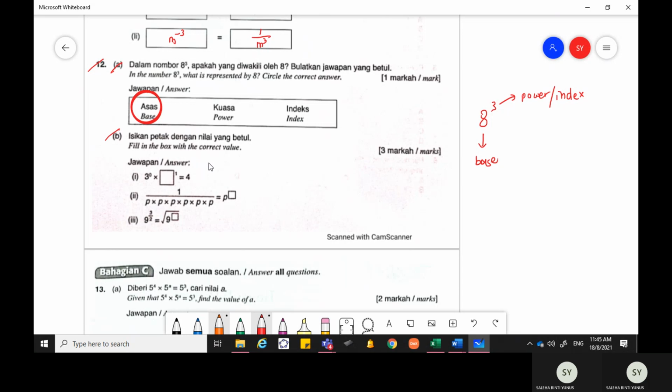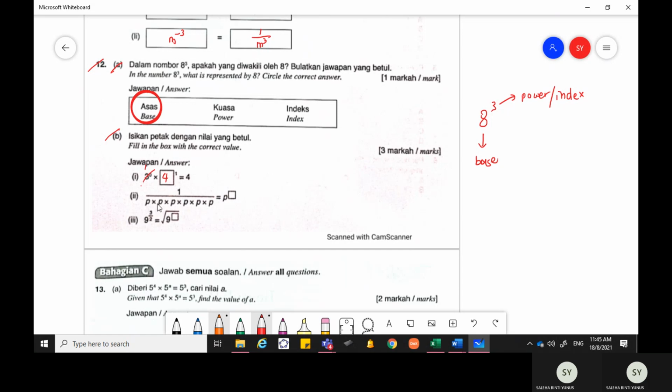Okay, next B. Fill in the box with the correct value. Okay, correct value. Jadi, this one sama ada awak nak just press calculator ataupun boleh buat manually. So, kita ada 3 to the power of 0 times something to the power of 1 equals to 4. Okay, kita tahu 3 to the power of 0 ni equals to 1. So, ini adalah 1. Jadi, 1 darab berapa? Dapat 4. So, of course, 1 darab 4. Okay. 4 kuasa 1 sama dengan 4. Jadi, 1 darab 4 kuasa 1. Okay. So this one 1 over P times P times P times P.